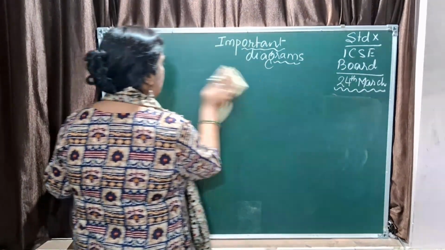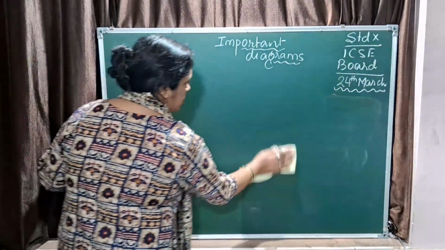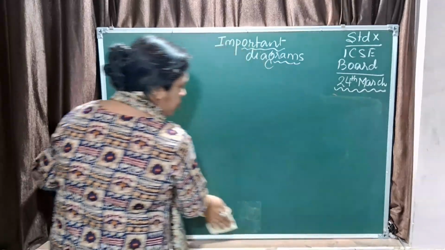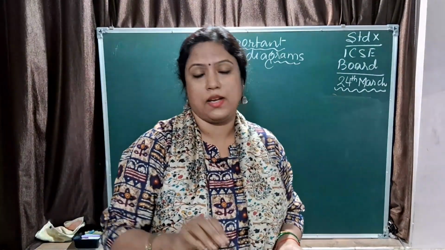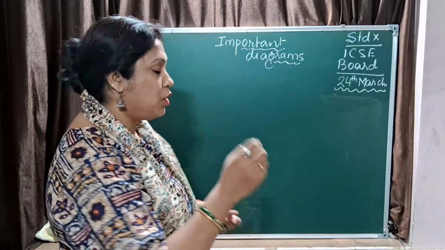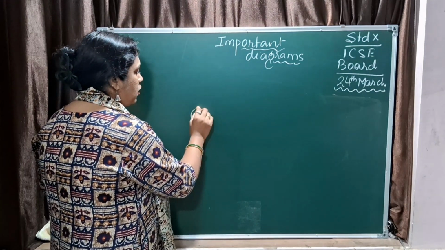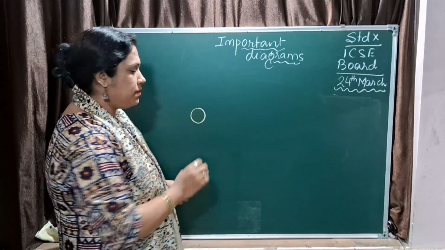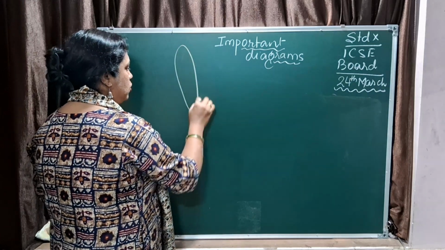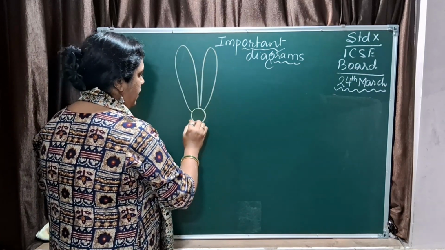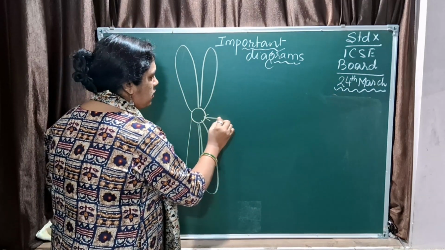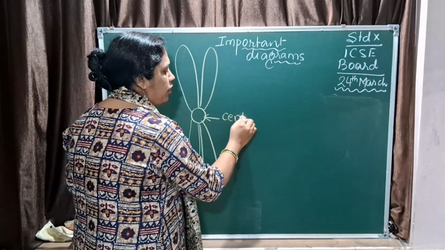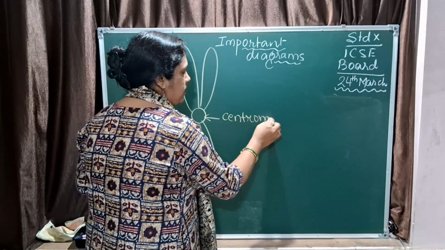Next chapter, chapter 2, that is the structure of chromosomes. In the structure of chromosomes, as the name suggests, the chromosome structure can be asked. It's again a very simple diagram. You should have a central circle which is called the centromere, and you have two wings up and two wings down. This part is called the centromere, a point of attachment of the two chromatids.